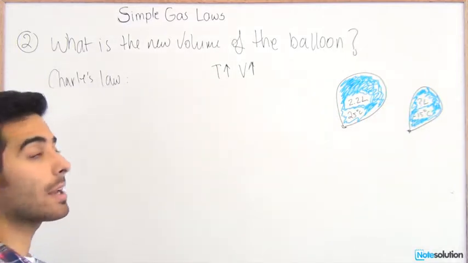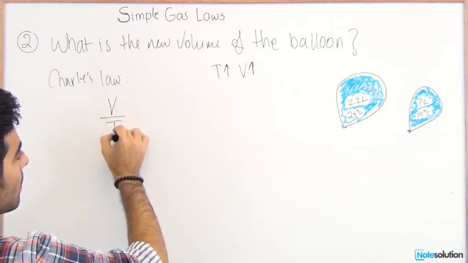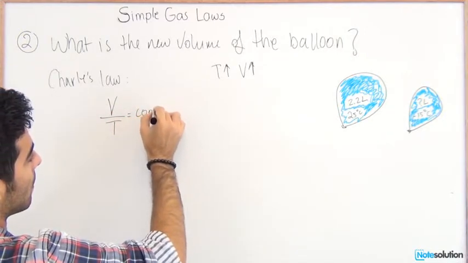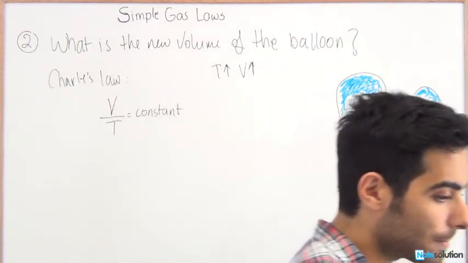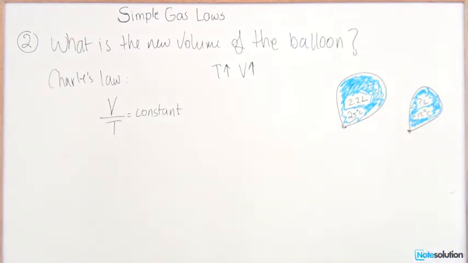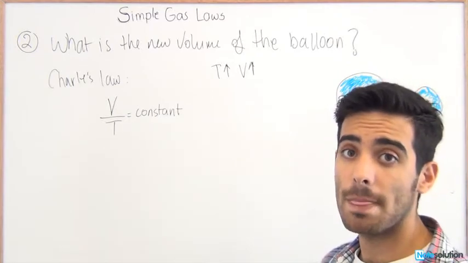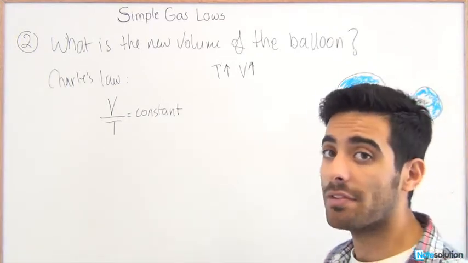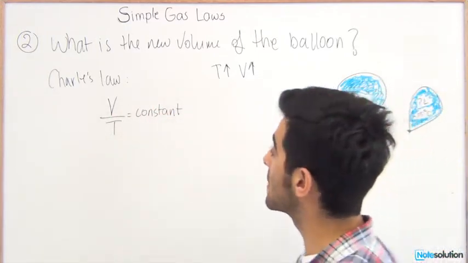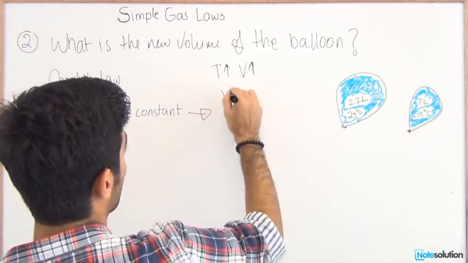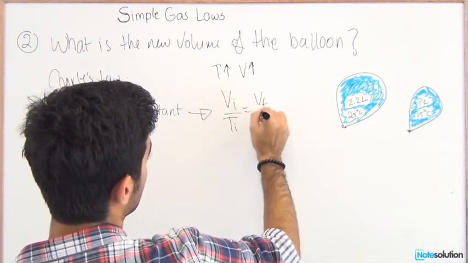So if we want to represent it by an equation, we would represent it this way. So what does that mean? This means that if we change the conditions of the volume and temperature, but we kept the pressure and the amount of gas constant, the ratio of this should give you a constant number. So this we could write in the form of V initial over T initial equals V final over T final.